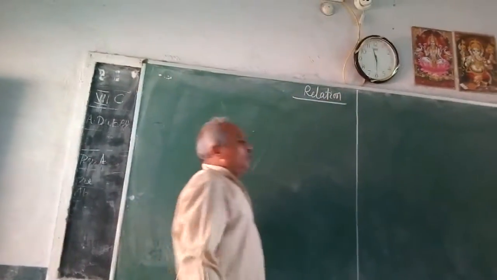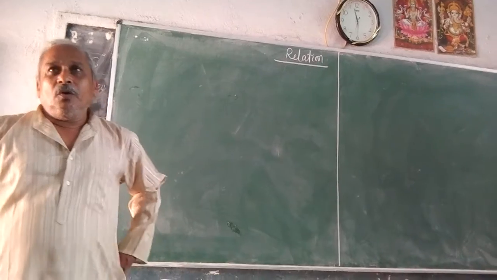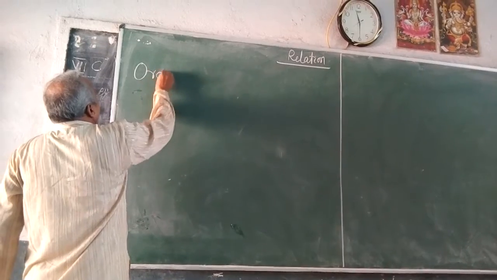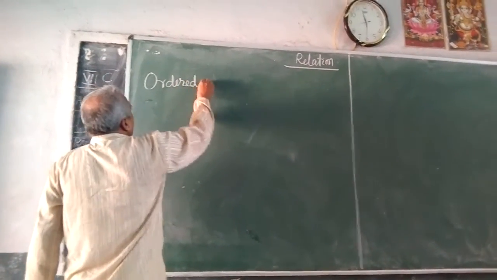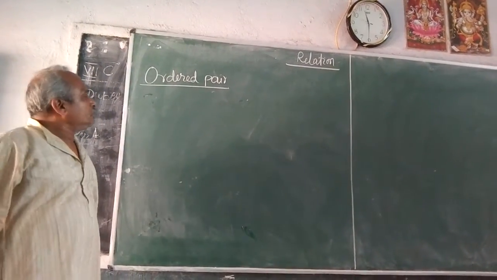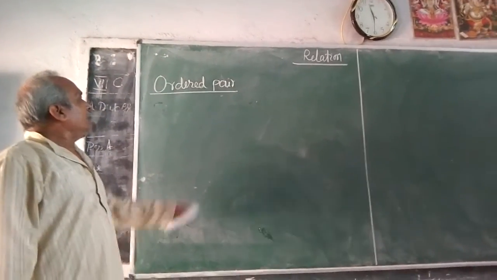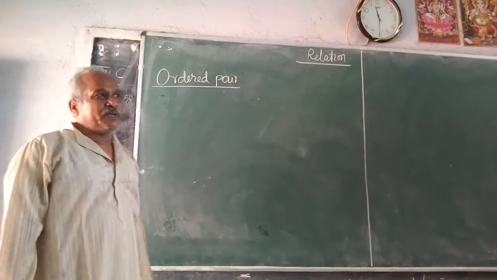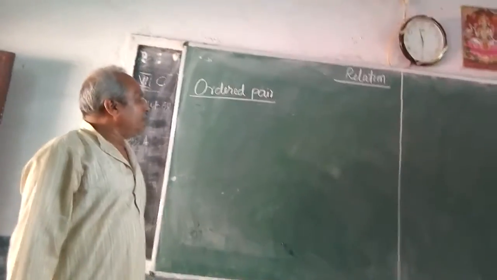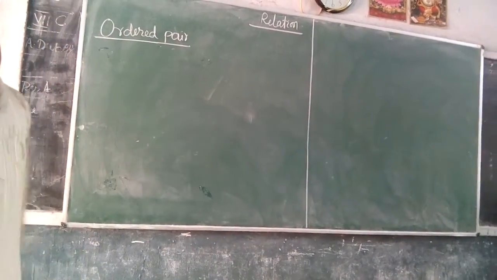Relation. Okay. And before discussion of relation, we will discuss a term, ordered pair. O-R-D-E-R-E-D. Ordered pair. What is a pair here? It is a kind of collection of objects or elements which are always found in pairs. Ordered pair. Pair. And here is a prefix, ordered.